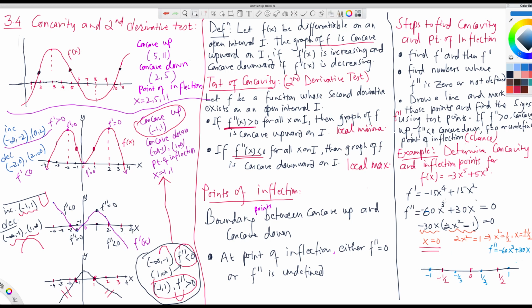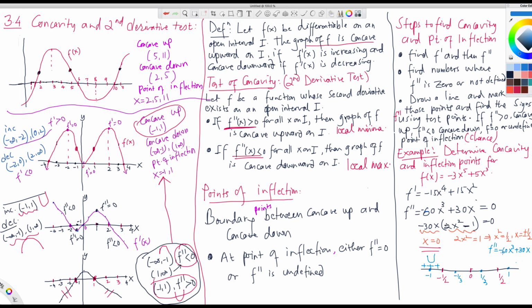Let's plug in -1 here. Negative 60 times -1 to the third is -1. So negative 60 times -1 is positive 60. And then plus 30 times -1 will be negative 30. 60 minus 30, it will be positive. The second derivative is positive here. So it is concave up. Right?